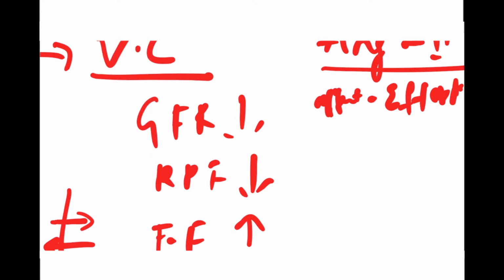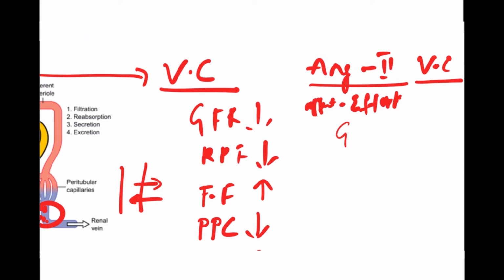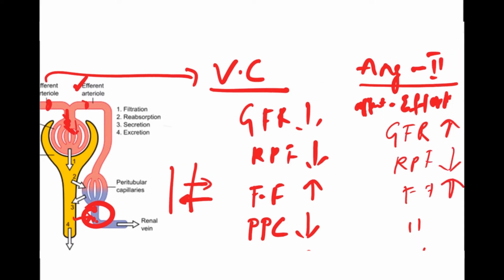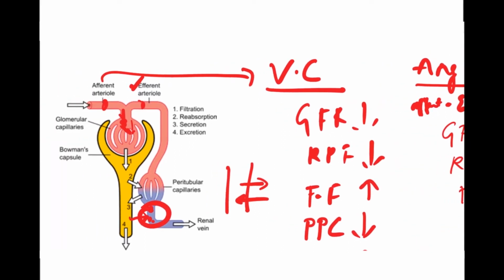So what does it do to the GFR? GFR increases and renal plasma flow decreases, filtration fraction increases, and everything else is the same as in vasoconstriction of the efferent arterioles. Now this has been vasoconstricted. What happens if it has been vasoconstricted? GFR will increase. There's not much resistance against this, so GFR increases at this place.